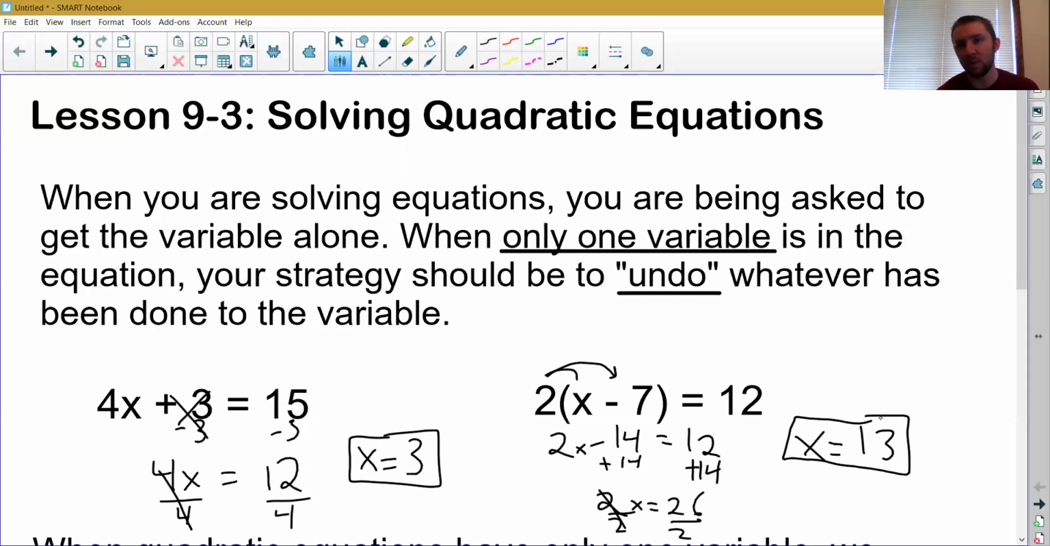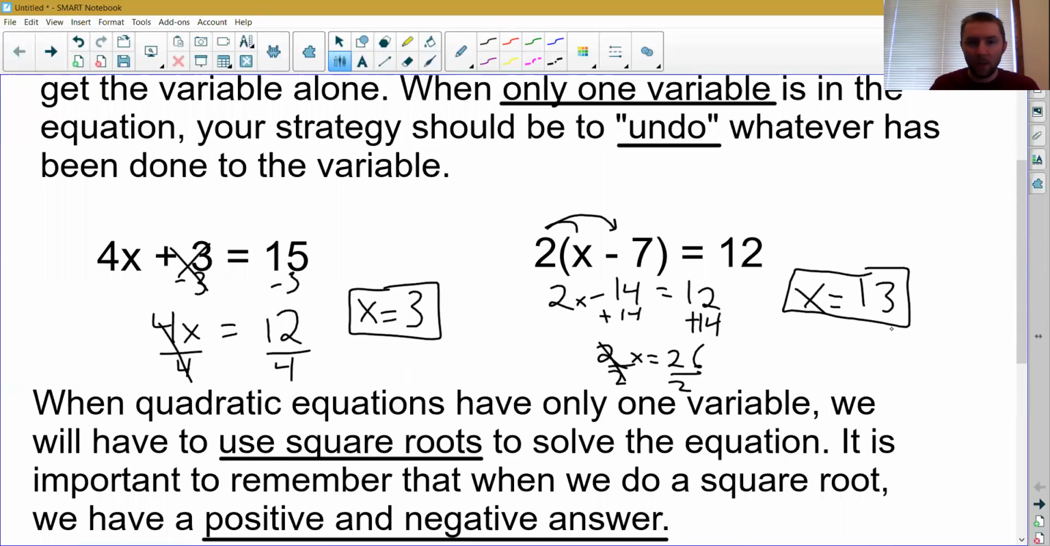When the variable just shows up one time, this is our strategy. Look at what is happening to the variable, right? Is it being added to something? Is it being multiplied by something? What's happening to the variable? And undo those things by doing the opposite operations. So that's the first type of quadratic equation that we're going to look at as well, okay?